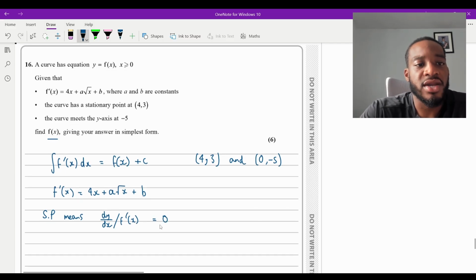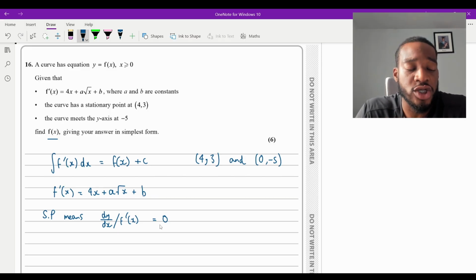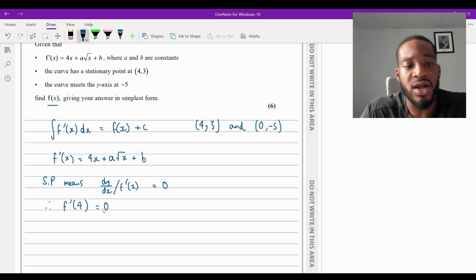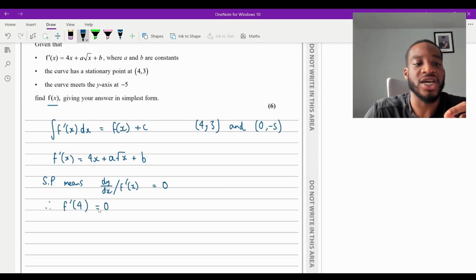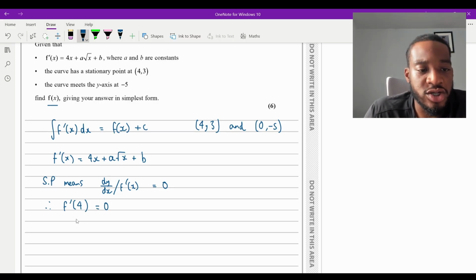Now, if the point is (4, 3), it means that when I plug in 4 into my gradient function, I will get 0 out for the gradient, right? So all we're going to say is, therefore, f'(4) is going to equal 0. When I plug in 4 into my gradient function, I should get 0 out if there's a stationary point at (4, 3), which there is because they've told us. So I'm going to do this now.